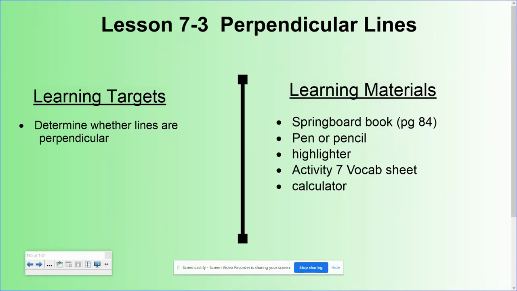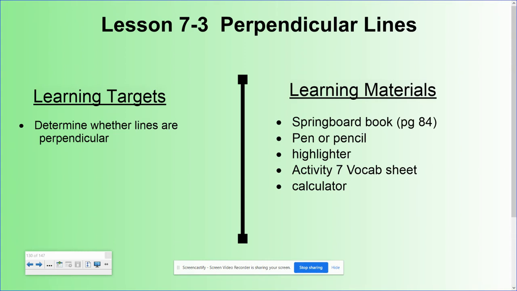Okay, guys, welcome back to our last lesson from Activity 7. So in 7-3, we're going to be talking about perpendicular lines. So today we're going to determine if lines are perpendicular. We're also doing some solving using theorems about perpendicular lines.